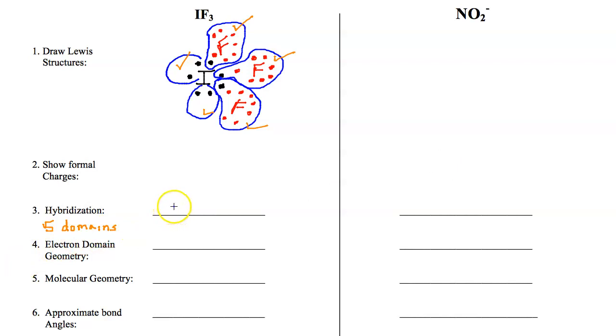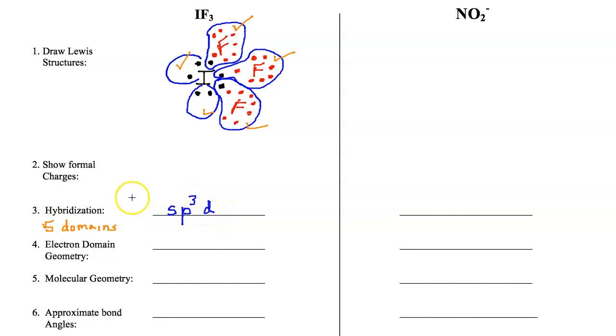This is going to be an S mixing with 3 P's because we have 5 of them. So this is 1 S and 3 P's. It's 4. And then I need a D. So this is sp3d hybridization.